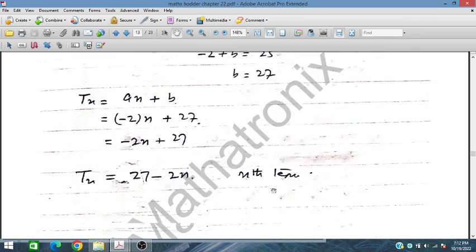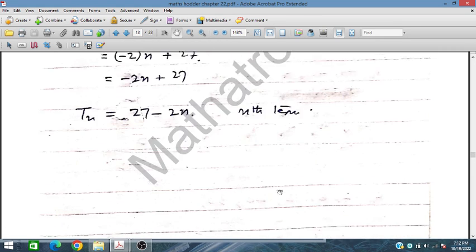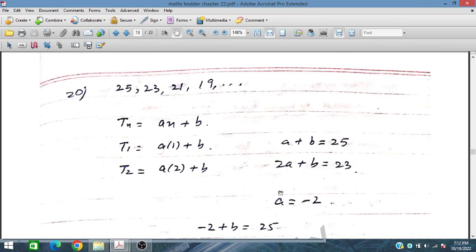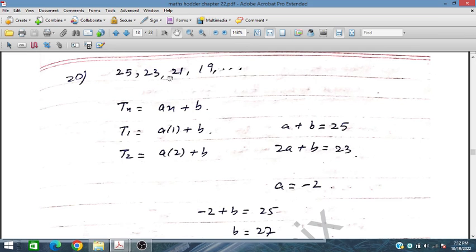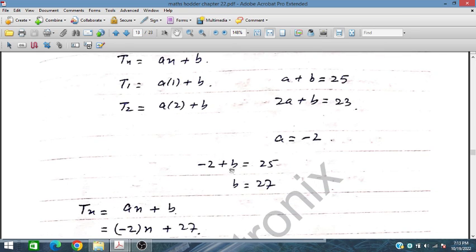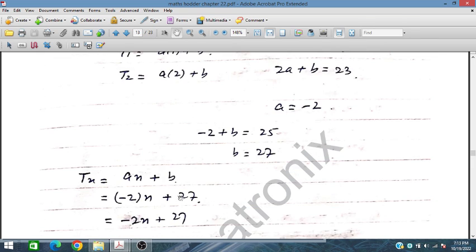So let's move to the last problem. That is 25, 23, 21 and 19. So in place of 1 this becomes 25, and for the second term this is 23. On solving, a is equal to minus 2, and b is equal to 27, so we can place it minus 2 and plus 27.